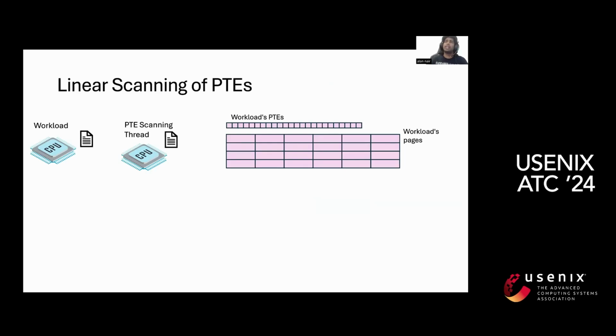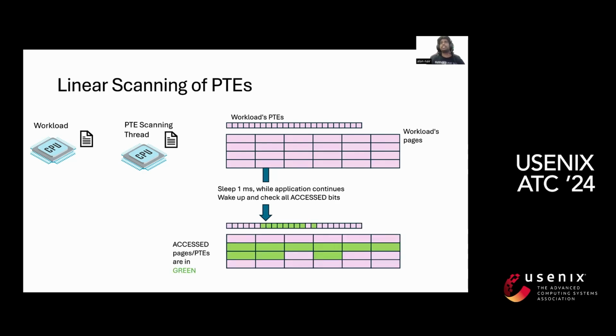Linear scanning of page table entries is done on a thread running beside the target workload, generally on another core. This thread is put to sleep so as to not hog too many resources and wakes up every 1 millisecond or so. On waking up, it linearly scans through all the page table entries corresponding to the target workload and checks which entries have accessed bit equal to 1. These pages are the ones that were accessed in the last millisecond.